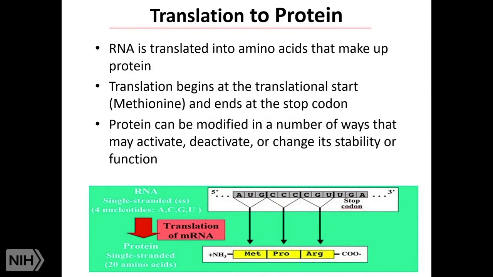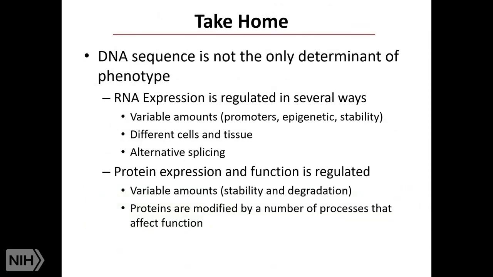After RNA, we go to protein. RNA is translated into amino acids, and that's what makes up the protein. We always have a translational start site, which is methionine. We have a stop codon. And then proteins can be modified in a number of different ways, which can activate, deactivate, or change their stability. So even though you have the gene, you have the RNA, and you may have your protein made, it can completely change depending on all these different processes that are really not decided at the genetic, at the DNA level.